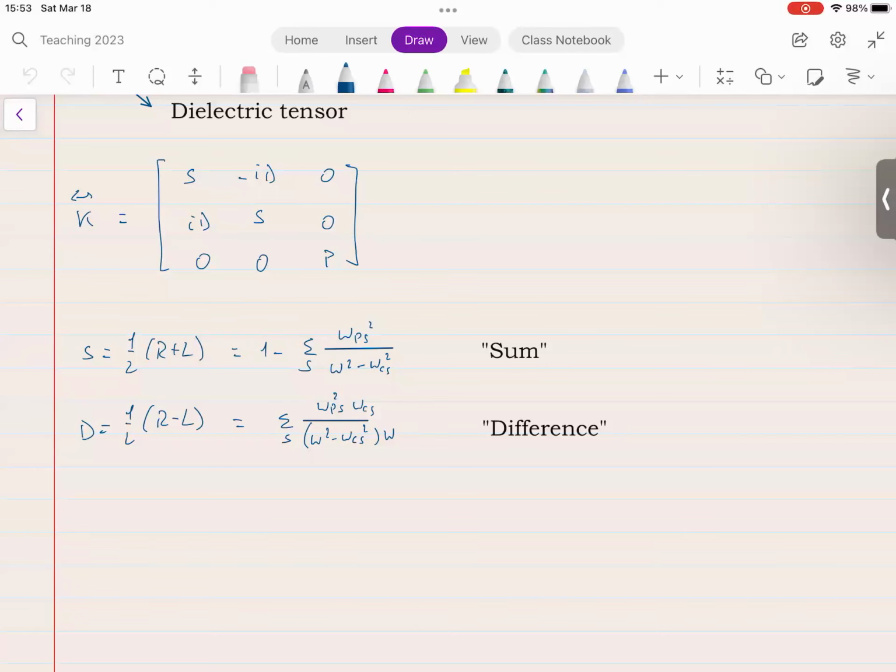Now, before I get there, let me just complete the set of definitions by including the term P, the one I have in the Z component. And that's going to be 1 minus the sum over S of omega PS squared over omega squared. And that should hopefully be right without any further issues. Now, R and L.